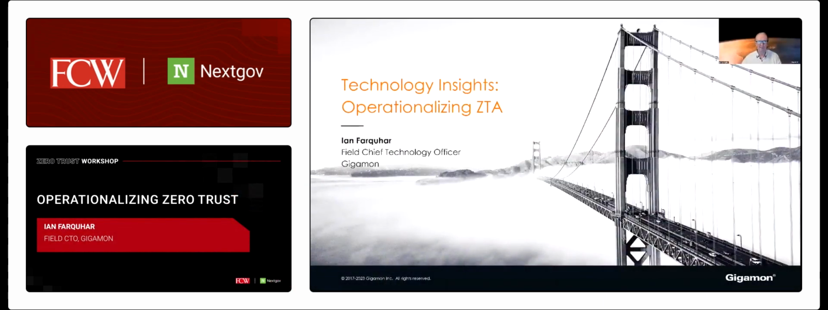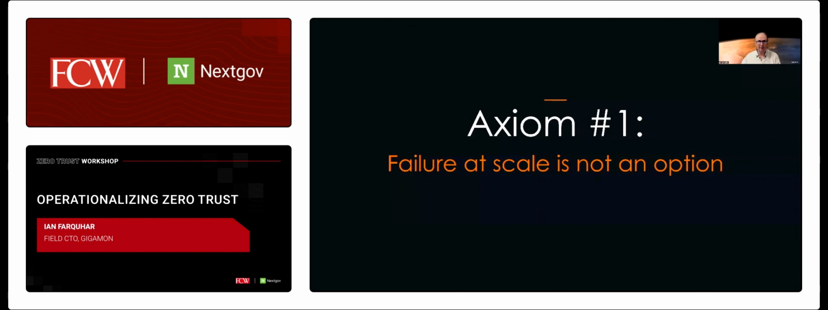Hello, my name's Ian Farquhar, and I'm field CTO for Gigamon. My focus at Gigamon is on zero trust, and today I want to talk to you about a different approach to looking at how we're all going to implement zero trust architecture. So let's start with a very obvious statement. I'm going to call it an axiom. Failure at scale is just not an option for any of us. We need to make this work. We need to make this efficient. And anything we can do to help on that path is something we all should be thinking about.